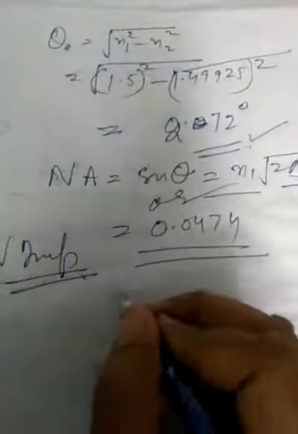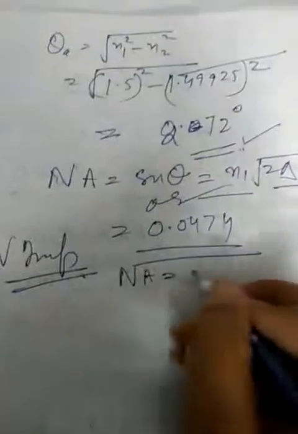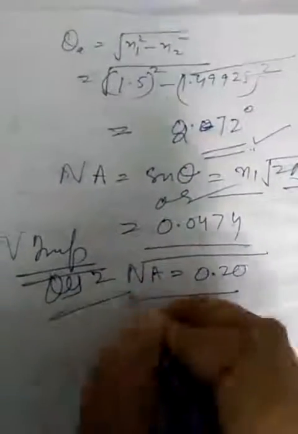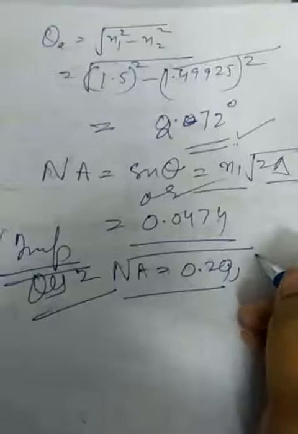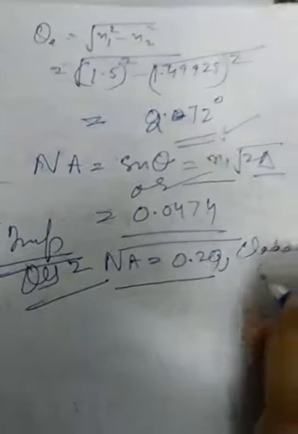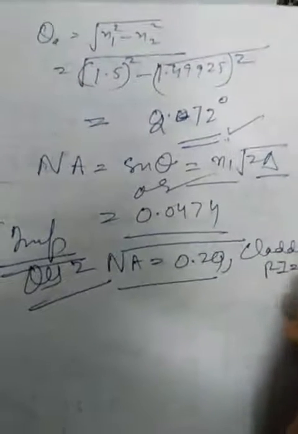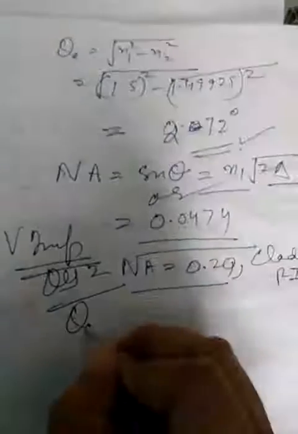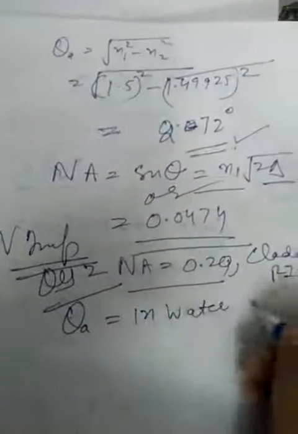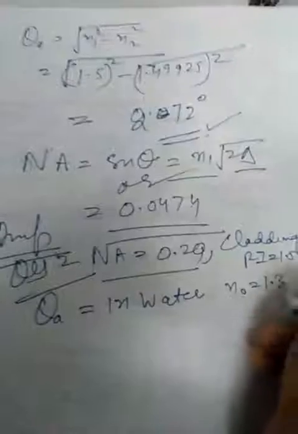Now an optical fiber has a numerical aperture of 0.20. The next question is question number 2. Numerical aperture of 0.20, and then we are given a cladding refractive index. Cladding refractive index is 1.59. Now find the acceptance angle in water. That is the main problem. Water has a refractive index of 1.33.